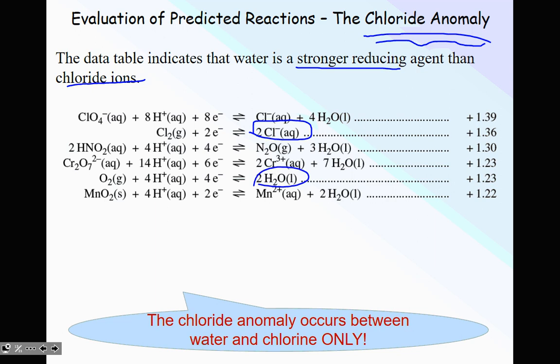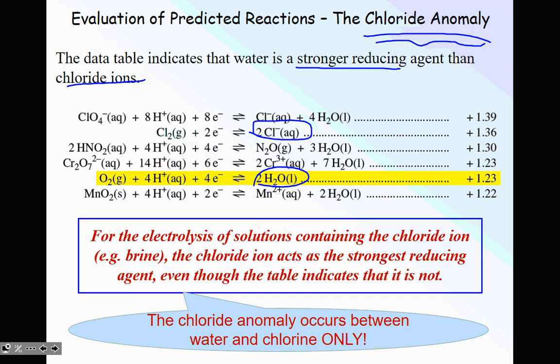However, the chloride anomaly states that for the electrolysis of solutions containing the chloride ion, and an example of a chloride ion solution would be brine, the chloride ion acts as the strongest reducing agent. So only when you have two things left and you have to compare water to chloride ions, the chloride ion is going to trump the water, even though it doesn't show that with your table. This is one of those exceptions. And like I said, it only works when you're comparing chloride ions and water. That's it.